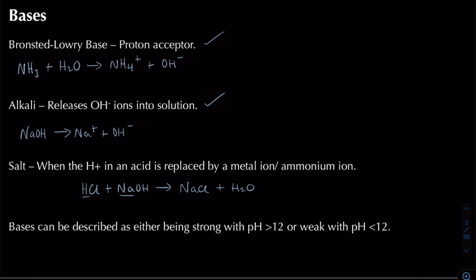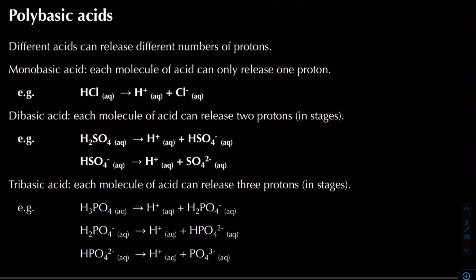If we were to look at bases, we can actually describe them in terms of their pH too. If we have a pH above 12, we've got a strong base. If we've got a pH that's above 7 but below 12, we know we've got a weak base in itself as well.